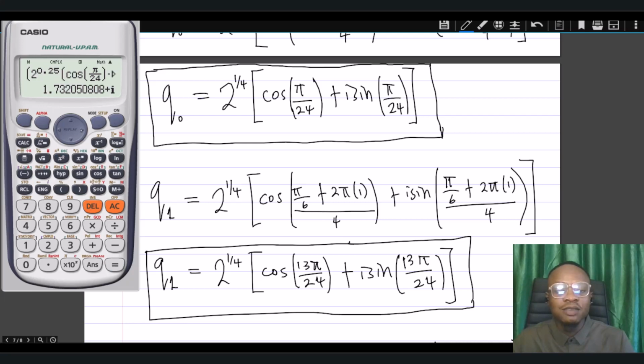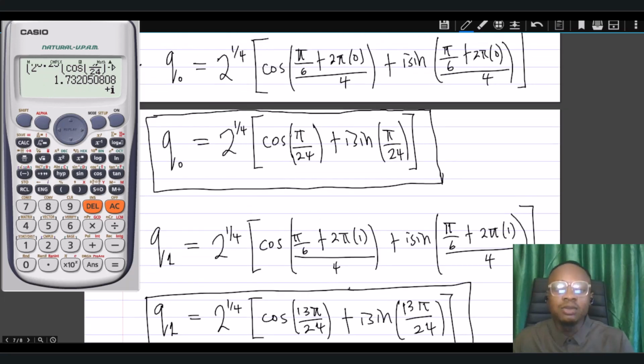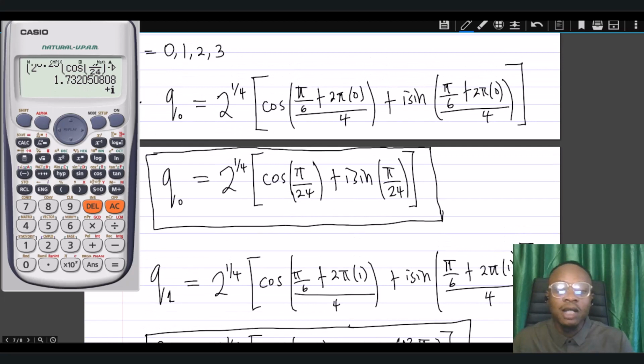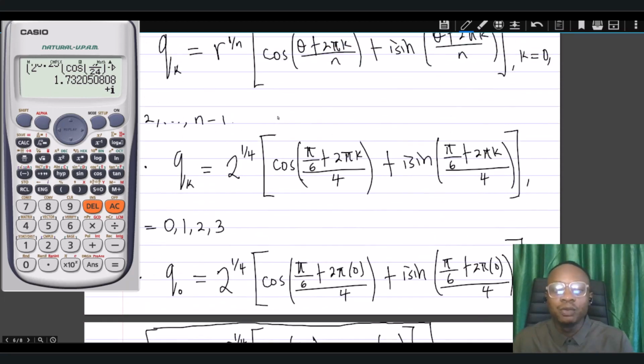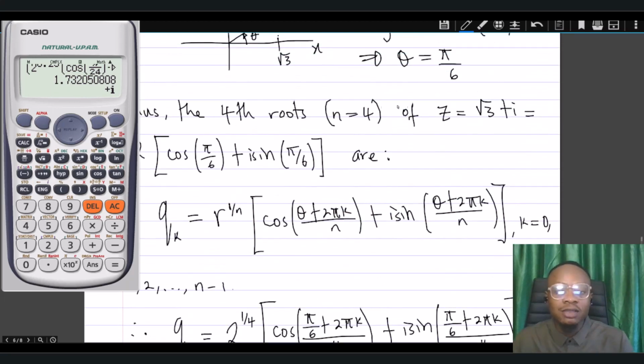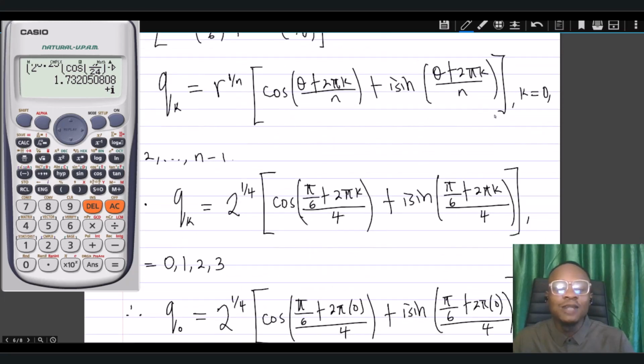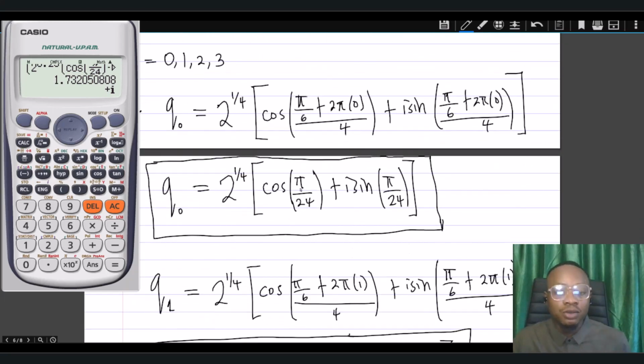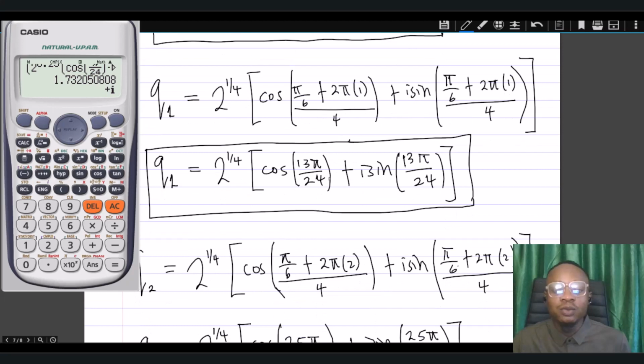So it gives us 1.732. Yes, 1.732 is actually the root of 3. So that is correct. Plus I, we know this is meant to be root 3 plus I, so it gives us precisely that. So that confirms that this result that we've obtained here is correct. So we can confirm the others.